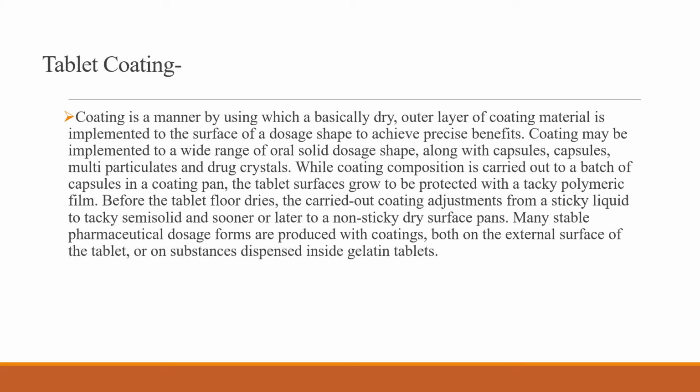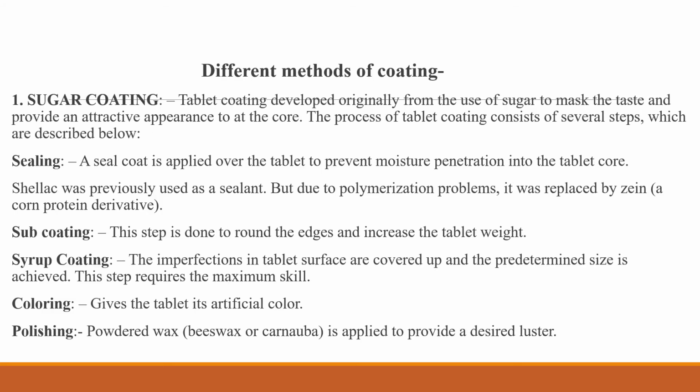Before the tablet surface dries, the applied coating changes from sticky liquid to semi-solid, and eventually to a non-sticky dry coating. So many stable pharmaceutical dosage forms are prepared with coatings, either on the external surface of the tablet or on substances dispensed inside gelatin capsules. Next, different methods of coating. First is sugar coating. Under sugar coating: sealing, subcoating, syrup coating, coloring, polishing.